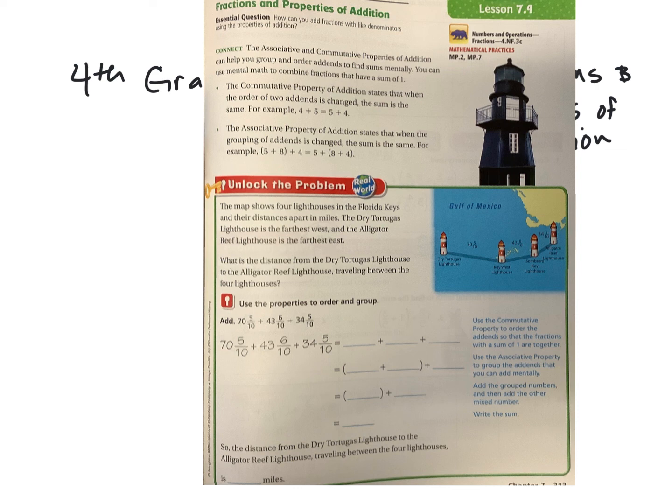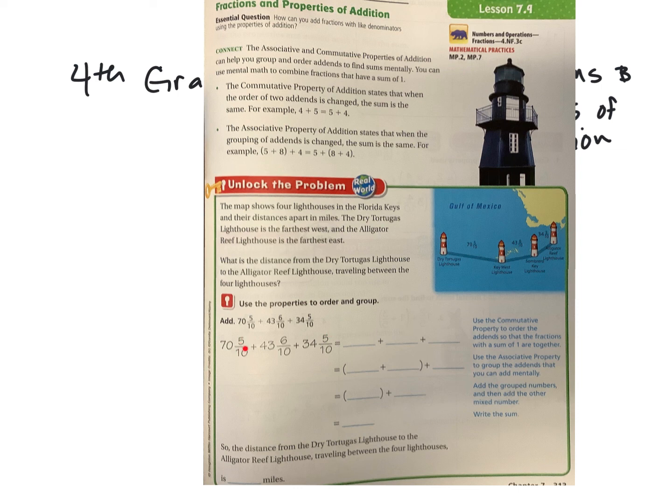So we could use the properties to regroup, and here's what we're going to look out for. So we have 70 and 5/10, 43 and 6/10, and 34 and 5/10. Notice you have 5/10 and 5/10 there, and you know that 5 plus 5 is 10, right? So I want to put those next to each other, regroup these, or put them in a different order so that I can have those two added together first. That's your whole goal, is moving them around so you can have the easier ones added together first.